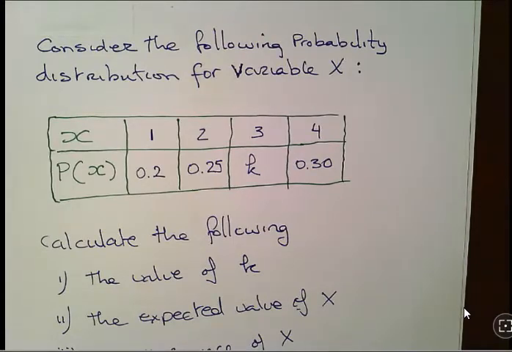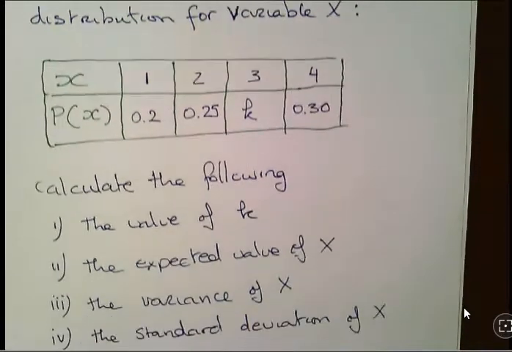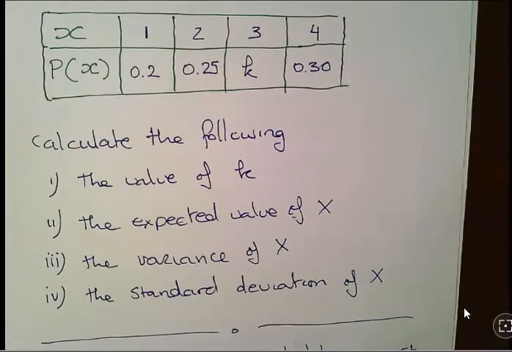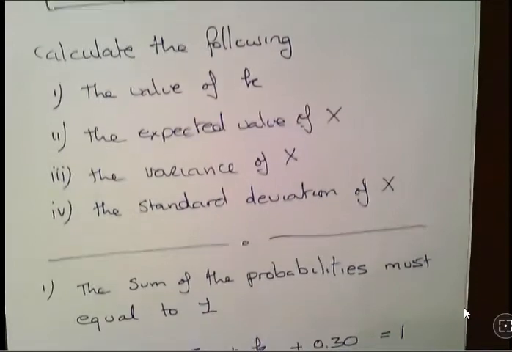So essentially what we have here is 4 questions, okay? Calculate the following: the value of k, the expected value of x, the variance of x, and the standard deviation of x. Okay, so all the fundamentals.